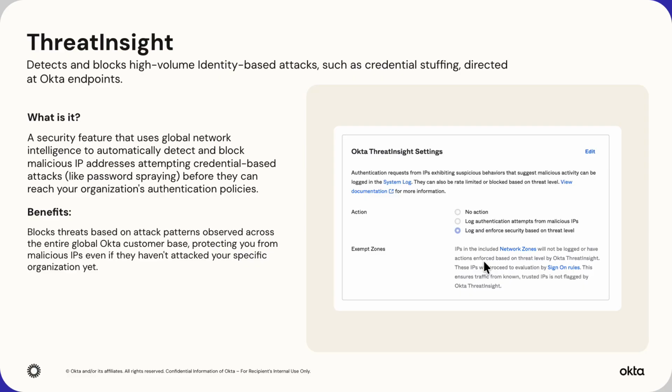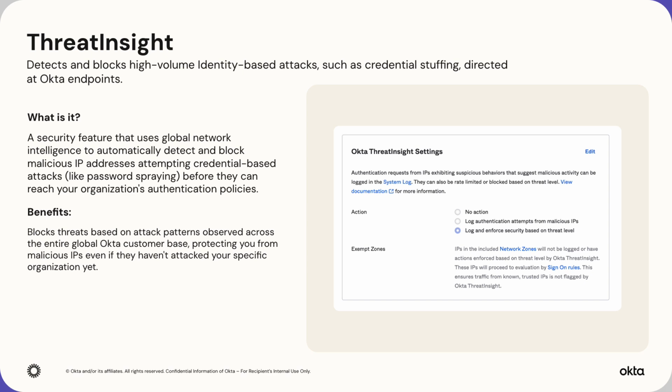The last feature I want to talk about is ThreatInsight. ThreatInsight is effectively a security feature within the Okta platform that uses global network intelligence to automatically detect first and foremost, and also potentially block, based on the admin's preference, any malicious IP addresses. This could be due to any credential-based attacks, something like password spraying or brute force attacks. Essentially, that respective IP address will be labeled as a bad actor.